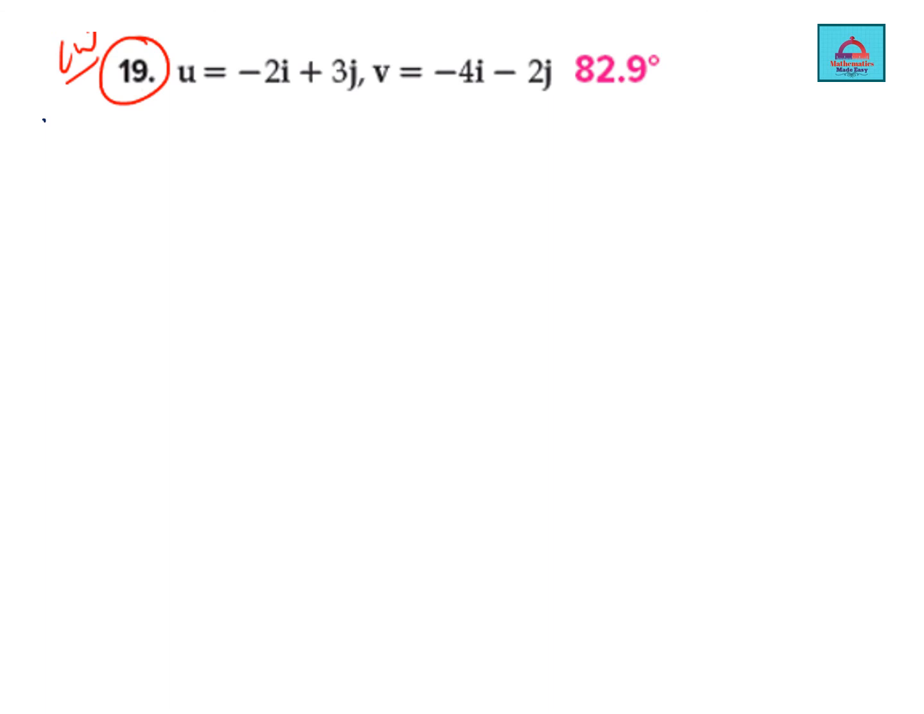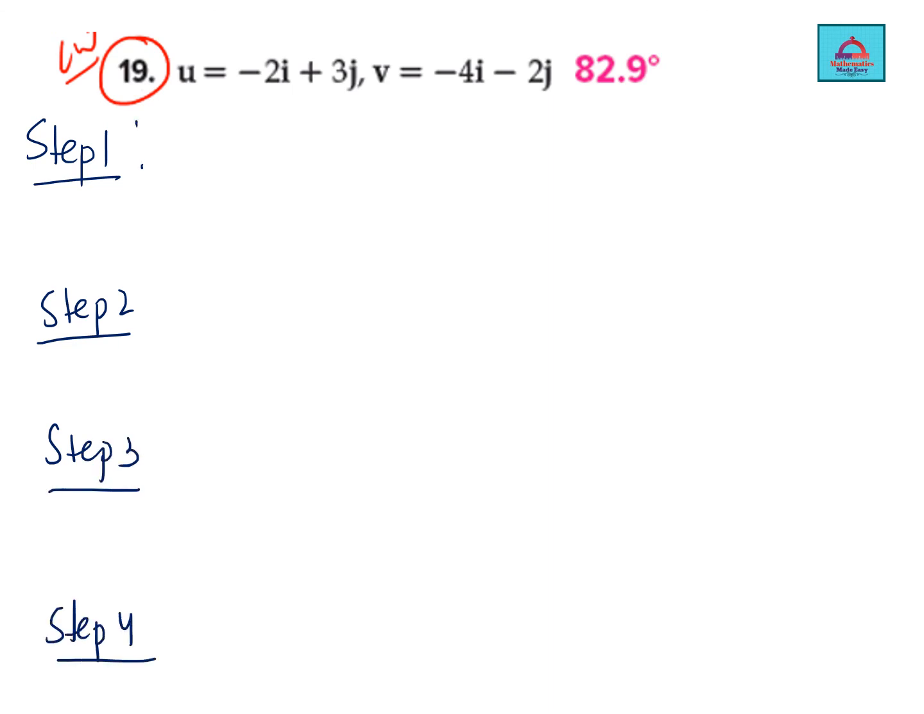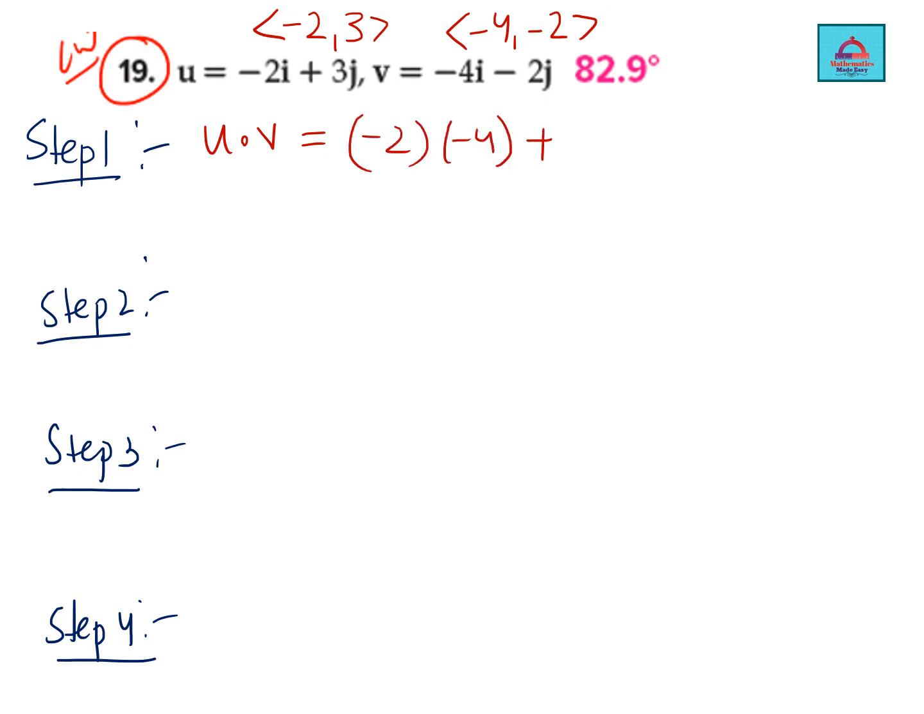Let's do one more question to make you more comfortable. We are going to follow the same steps, step 1, step 2, step 3 and step 4. So let's do it one by one. We are going to change the color now. First step, you take u dot v, that is the dot product. So here we have, see how we can write this in the form of vector minus 2 comma 3, and this is minus 4 comma minus 2. So now it simplifies, negative 2 with negative 4 plus 3 with minus 2. That's your dot product. So 8 minus 6, which is 2.